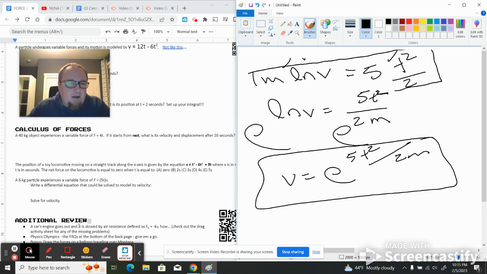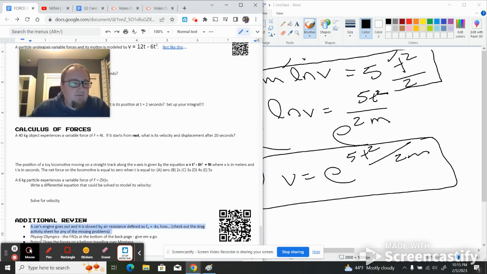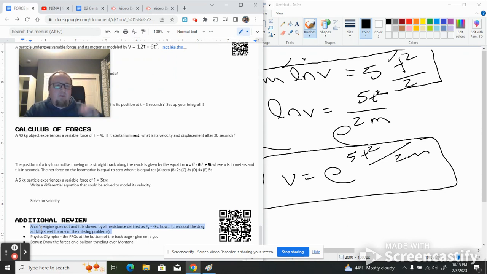These problems down here, I just want to remind you of 2 big ones out there. We've got the ones where you have a car that slows down. We have those in our packets. Physics Olympics, remember how we had the FRQs at the very bottom? And then the bonus: draw the forces on a balloon traveling over Montana.